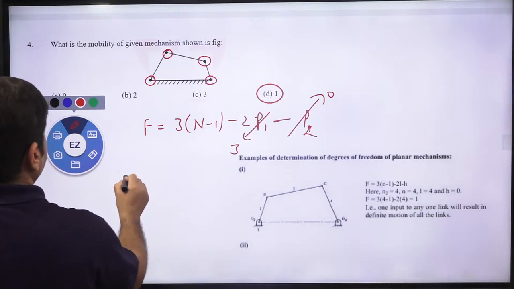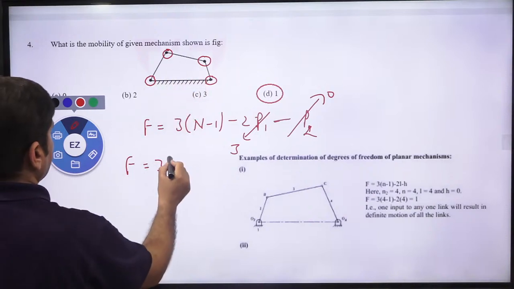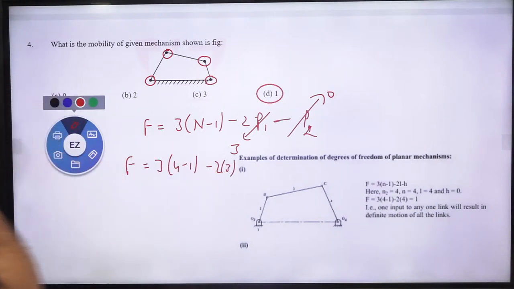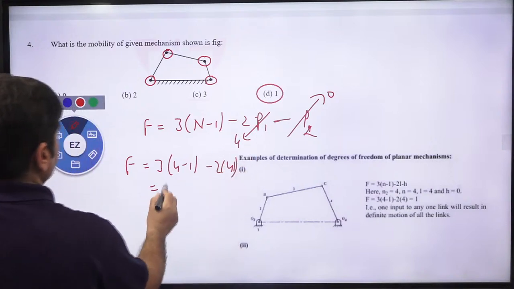So what we get is degree of freedom is equal to 3 times, how many links are there? 4 links. So (4 minus 1) into 3 minus 2 into, sorry, 4 pairs. So that we get is 1.